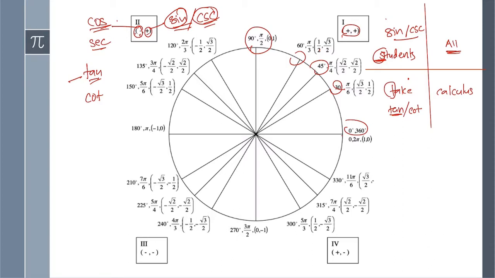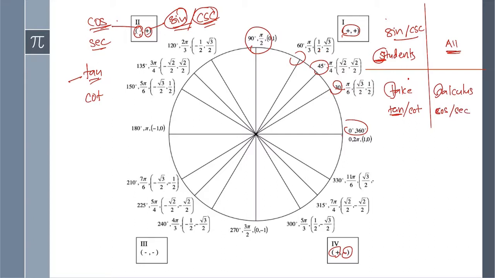Similarly, when you move on to the fourth quadrant, cosine is positive, sine is negative. So if sine is negative, then cosecant is negative, tangent is negative because tangent is sine over cosine, and cotangent is negative. The only ones positive here are cosine and its reciprocal, secant. That's why C in calculus means cosine, and the reciprocal of cosine is secant.